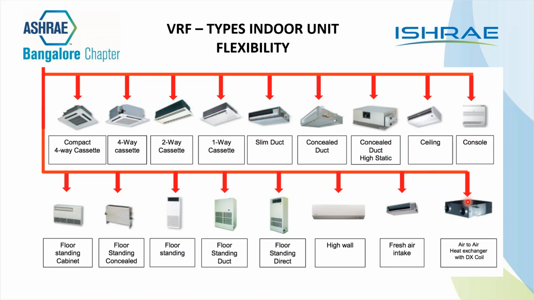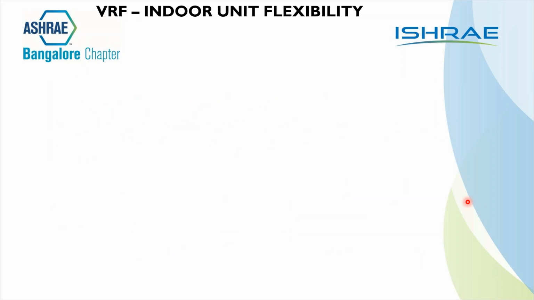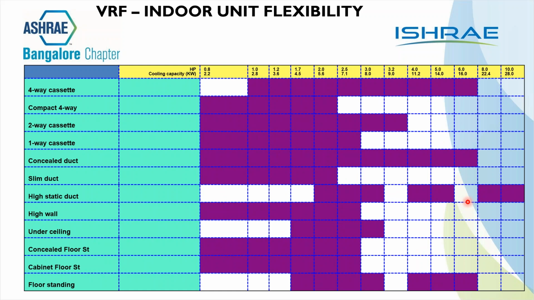So then the types of indoor units: you have a compact cassette, a two-way cassette, a one-way cassette, a slim duct, concealed ducted, floor mount, TFA, heat exchanger. I mean, you name it, you can have it. Then these are the capacities that are available. You need to look at it very, very carefully, so it is not only the tonnage that is important.